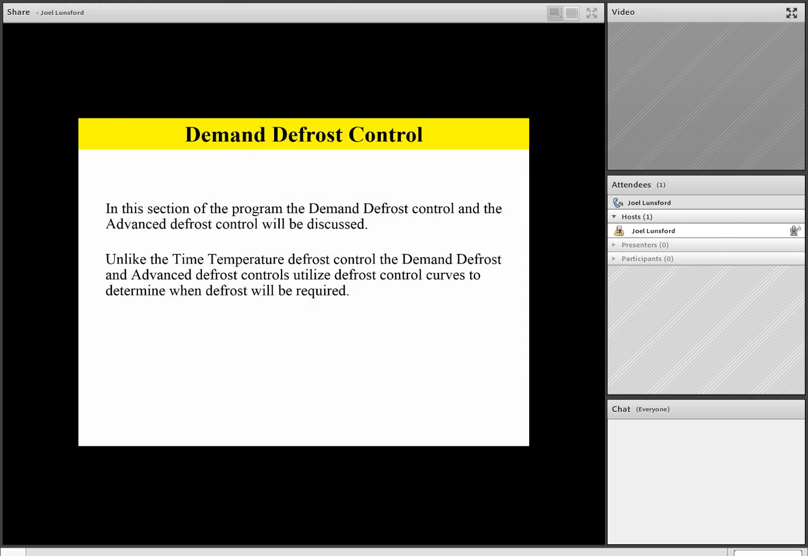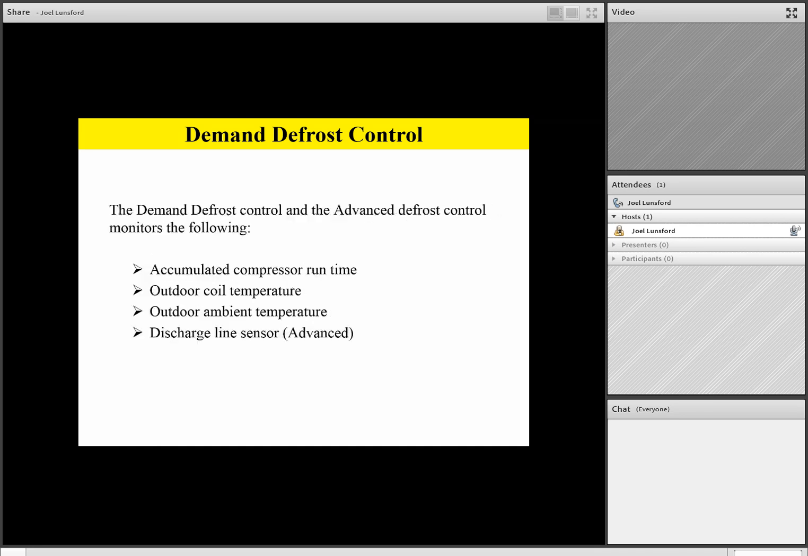As we take a better look at our demand defrost control today, we're going to be discussing some of the things that are going to be unique to it. Specifically, the demand defrost control and the advanced defrost control will monitor the following. It will monitor accumulated compressor runtime via the Y circuit, or the Y signal from the thermostat for compressor operation, for backup functions. It will always have an outdoor coil temperature sensor and an outdoor ambient temperature sensor. In addition, the advanced defrost control will have a discharge line sensor as well for advanced features.